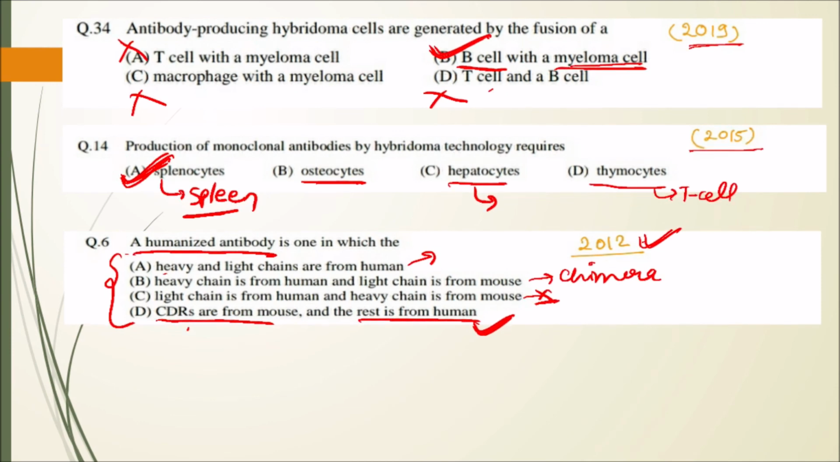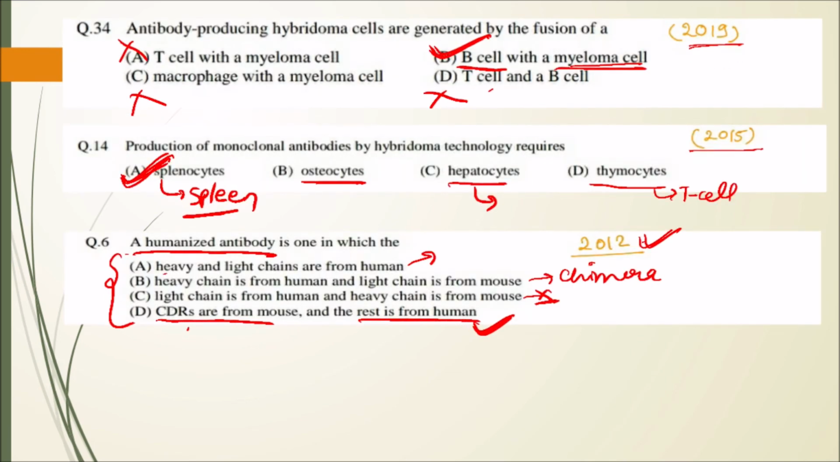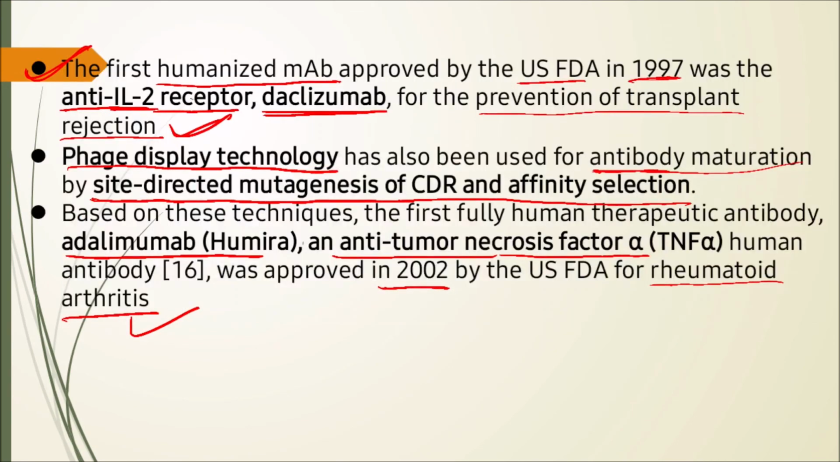As you can see, this question has been asked at intervals of one to two years: 2012, 2015, and then 2019. Coming to our last question, what is hybridoma technology? Hybridoma technology is used to produce, what will be your answer? Both monoclonal and polyclonal antibodies? No. Polyclonal antibodies? No. B cell? No. Only monoclonal antibodies. So as you can see, if your concept is clear, you can easily answer the questions. This question was asked in 2010. So next time, they can ask from this topic also.